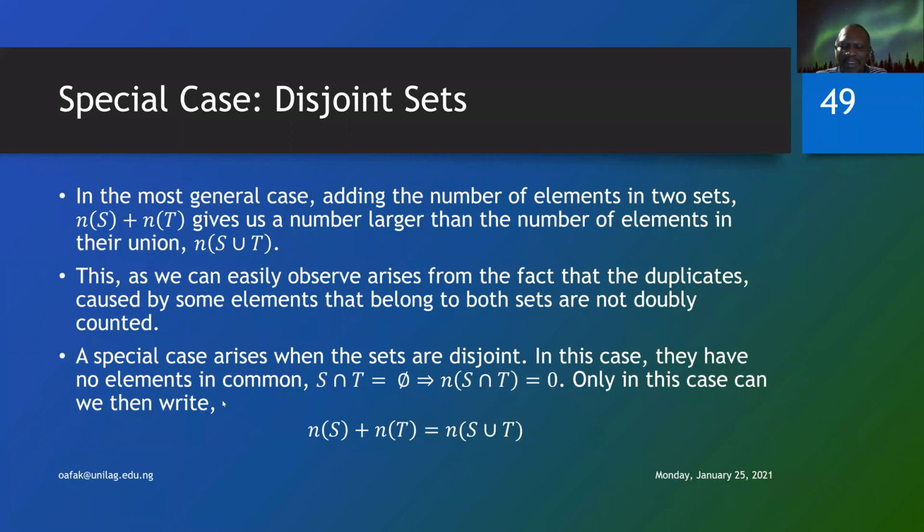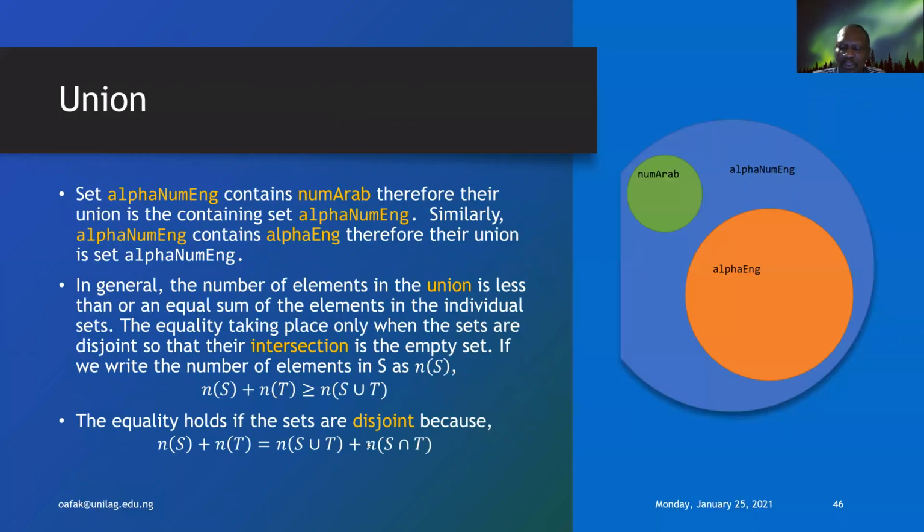Only in this case can we write that the number of elements in S plus the number of elements in T is equal to the number of elements in the union, because if you add the number of elements in the intersection, you are simply adding 0, which doesn't have any effect. That only happens in the special case when the sets are disjoint, because it's only then that the intersection is the empty set. If the sets are not disjoint, then the intersection is not empty, and the number of elements in S intersection T is not 0. So in that case, this equation will not be true. Instead, we will use the bigger equation where n(S intersection T) is not 0.